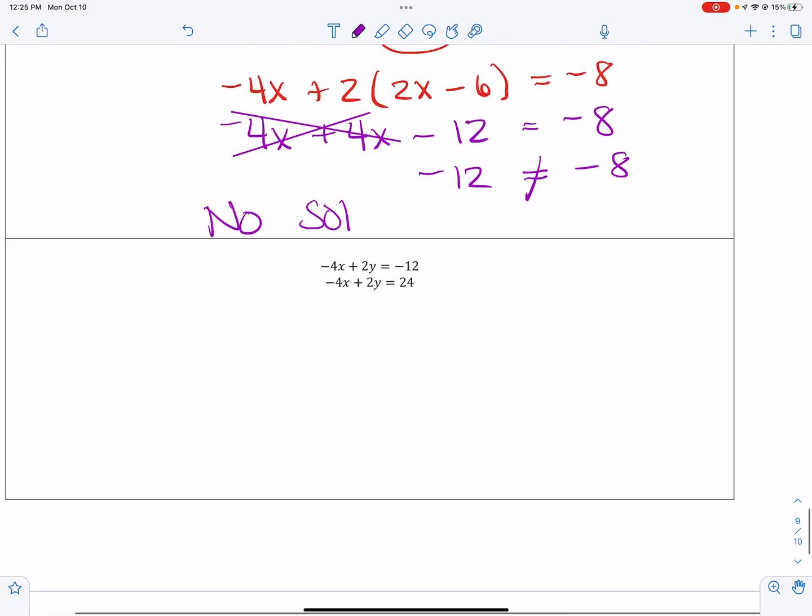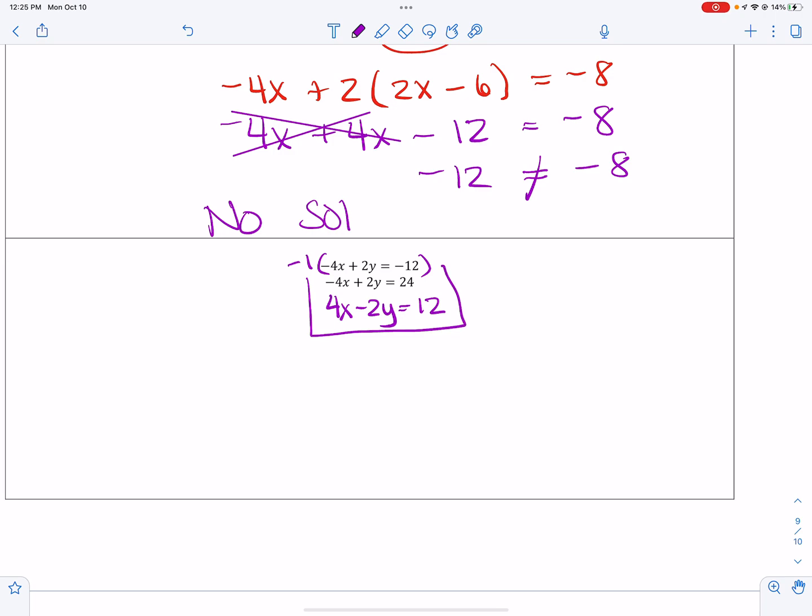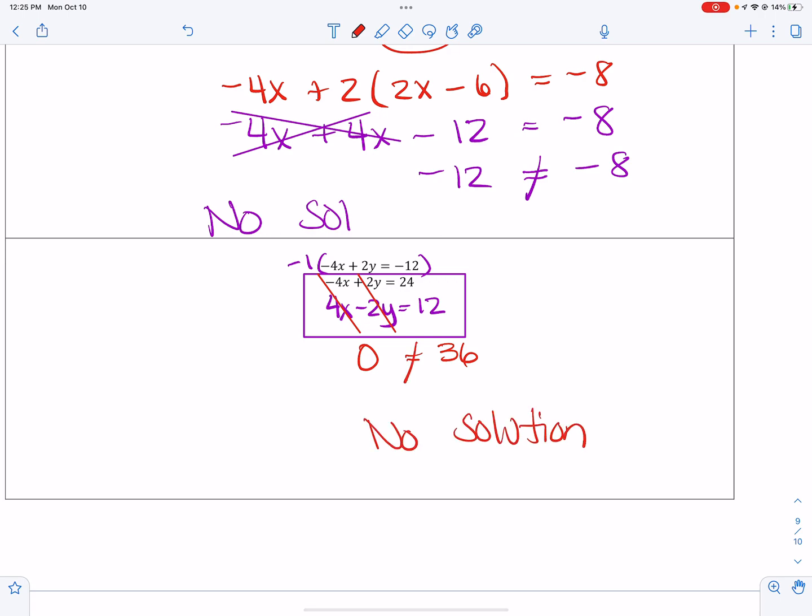And then last but not least, let's just multiply this by a negative 1. And so that makes positive 4x minus 2y is equal to positive 12. And if I add those two equations up, I get the x's cancel, the y's cancel, which is 0. 24 and 12 make 36. Not true. No solution. Okay, so just be aware of those.